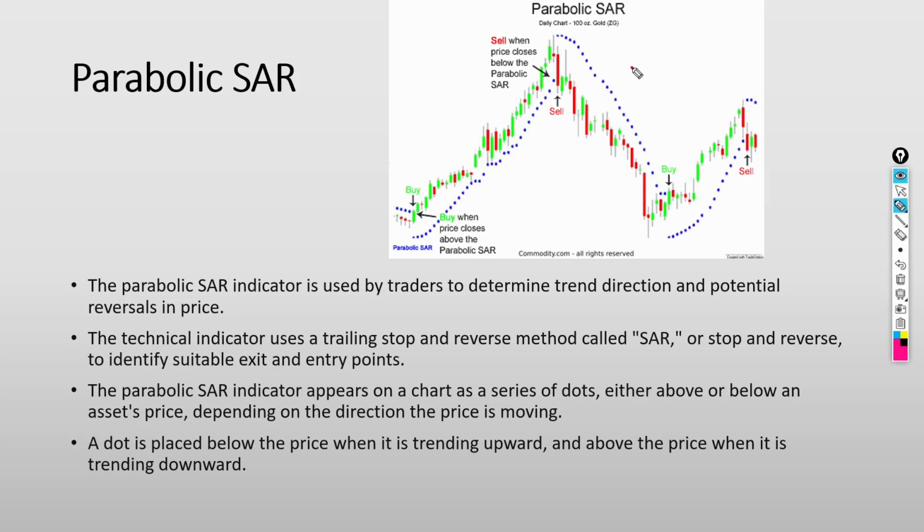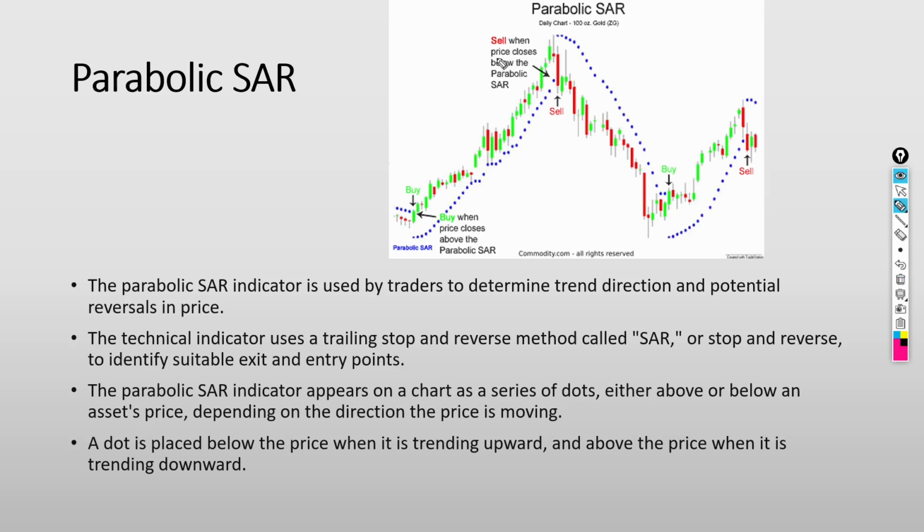If this is your chart, for example, this is your chart, the parabolic SAR are these blue dots you are seeing. Dots down show a bullish signal, and dots up show a bearish signal. Simple as that. That's how the parabolic SAR is.